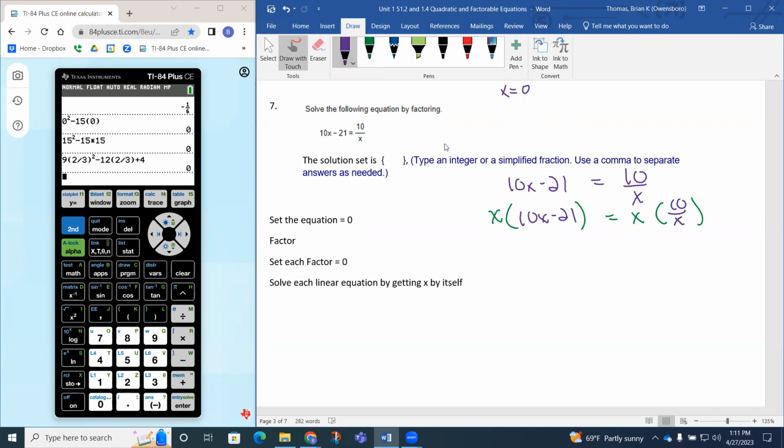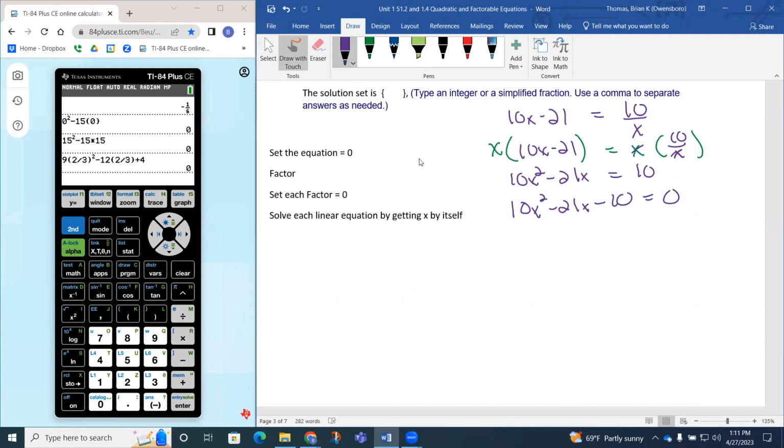On the left side, notice how x times 10x is going to be 10x squared. x times negative 21 is going to be minus 21x. Over here on the other side, the x's are going to divide out and give me just a 10. So this actually turns into a quadratic equation. A quadratic equation, we want to set equal to 0. So this 10 is going to move to the other side, which means it's going to change sign. That's like subtracting 10 on both sides. So 10x squared minus 21x minus 10 now equals 0.